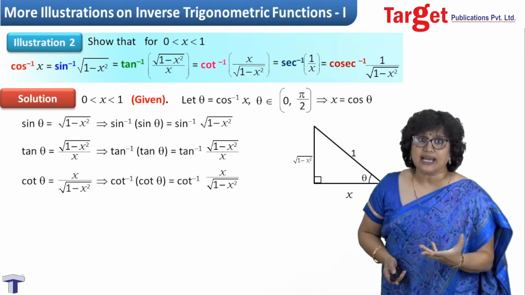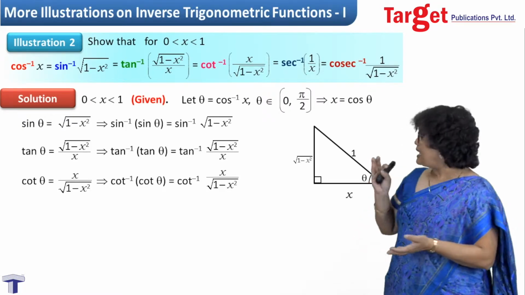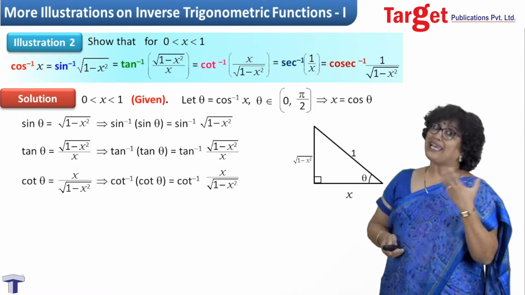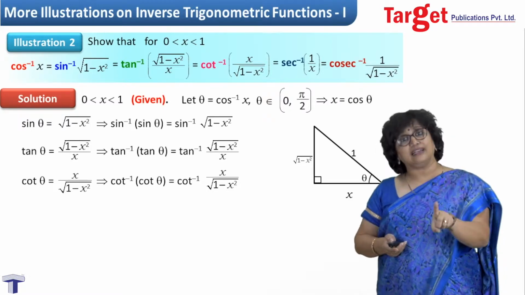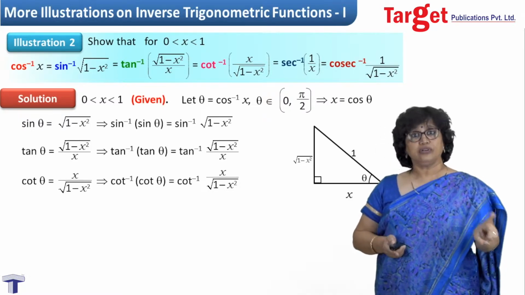I can go for cot theta. Just take the reciprocal of tan theta. That is x upon under root 1 minus x square. From there, I take cot inverse on both sides. Cot inverse cot theta, I will be writing as theta because theta is in the range of cot inverse.